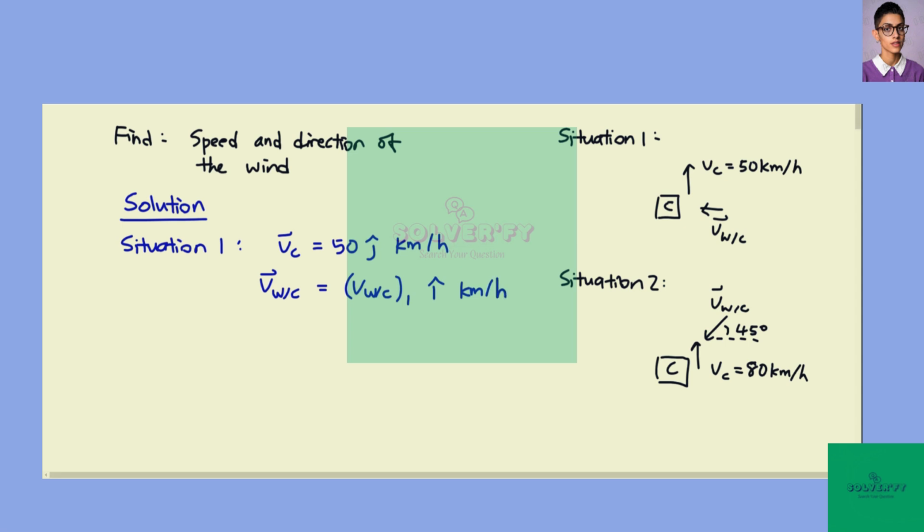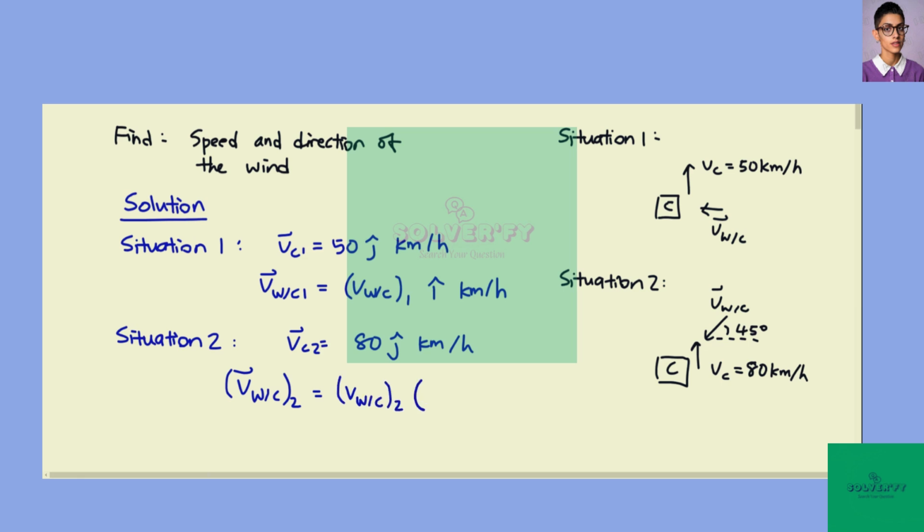And then for situation 2, our V_C is 80 j hat kilometers per hour, and the velocity of wind relative to car in situation 2, the vector is the magnitude times cosine 45 degrees i hat plus sine 45 degrees j hat.